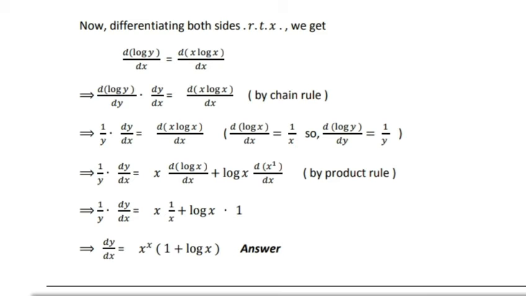Now, after applying the chain rule, in the fourth step, you are applying the product rule. In the product rule, first we differentiate log x, keeping x aside. Then we differentiate x with respect to x, keeping log x aside. Then after you have done that, you can easily find dy by dx, which is the derivative of the given function. So that is how we do it, and these are the steps you need to follow almost all the time.